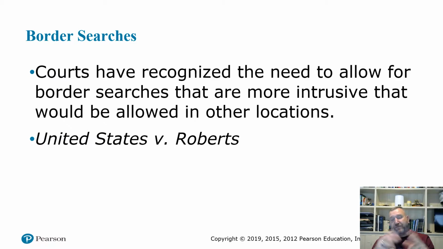U.S. versus Roberts is a great example. Another great example was a child pornographer coming across from Canada to the United States. The Canadian border patrol actually saw images on his laptop that was in his vehicle and recognized them as child pornography. As soon as he got across to the American side, they called. The American border agents arrested him and seized his property based on the observation of the Canadian border agent. So border searches are very expansive.